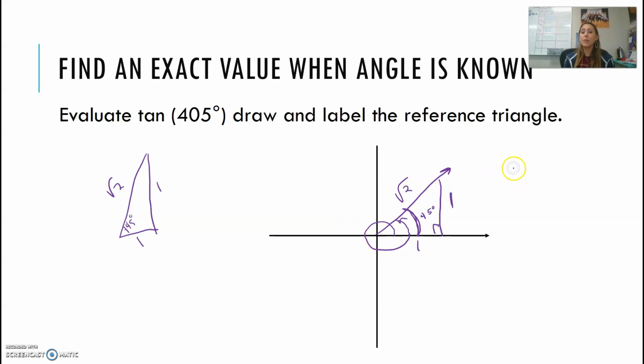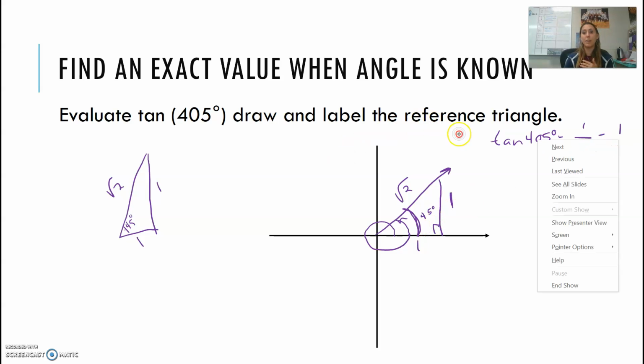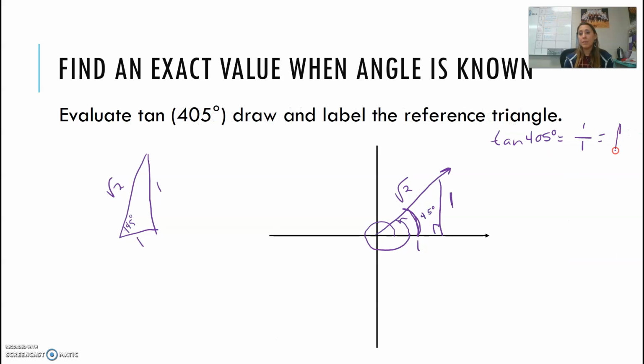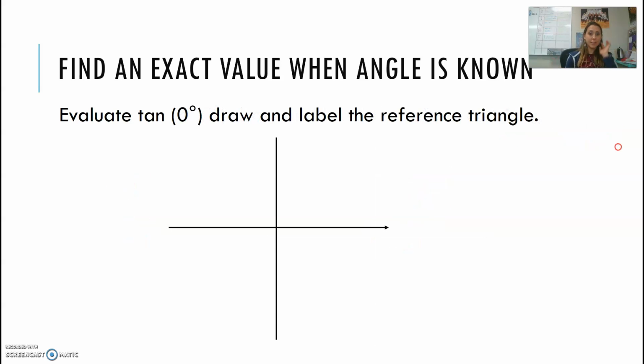So we are going to find the tangent. The tangent is the opposite over the adjacent. Well, the opposite side is 1, so tangent of 405 degrees is opposite over adjacent, which is 1, which is a positive 1. So now we have a positive 1, and we found the exact value. Now let's try this one.